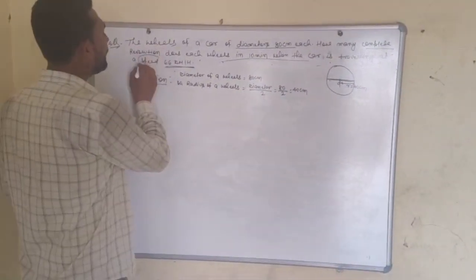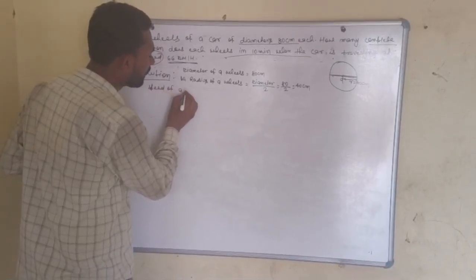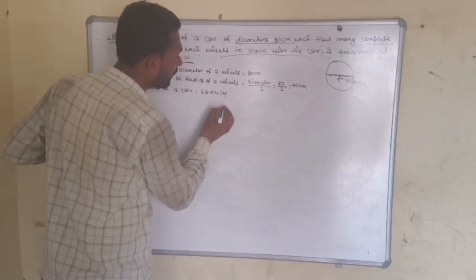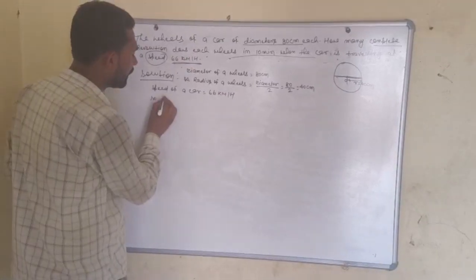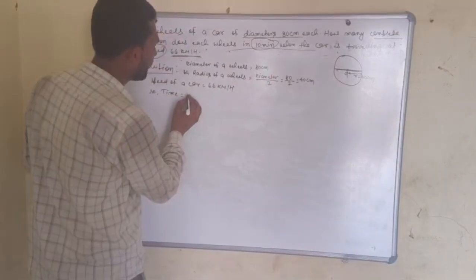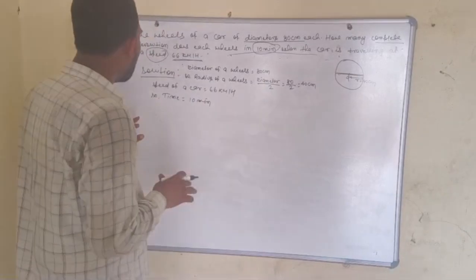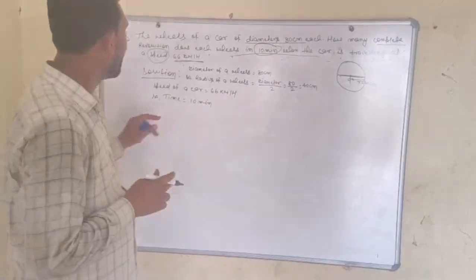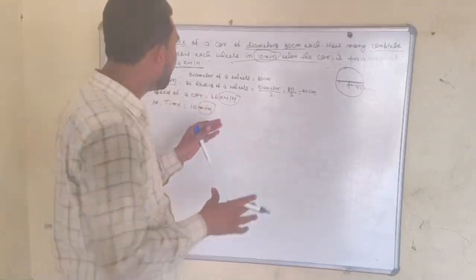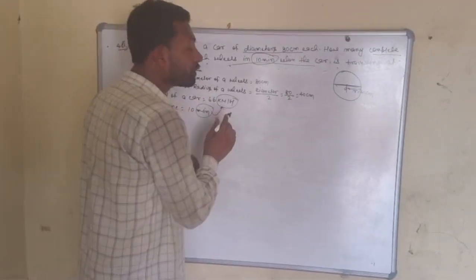Then the speed of a car equals 66 kilometer per hour. So the time taken is 10 minutes. We know from the chapter on time, distance and speed that we must have the same unit. Then we can solve this question. With different units, we cannot solve this question. Firstly, we convert to the same unit.